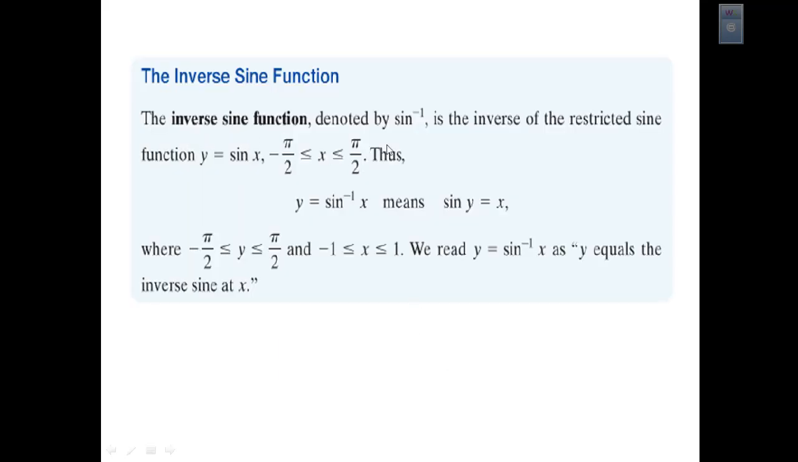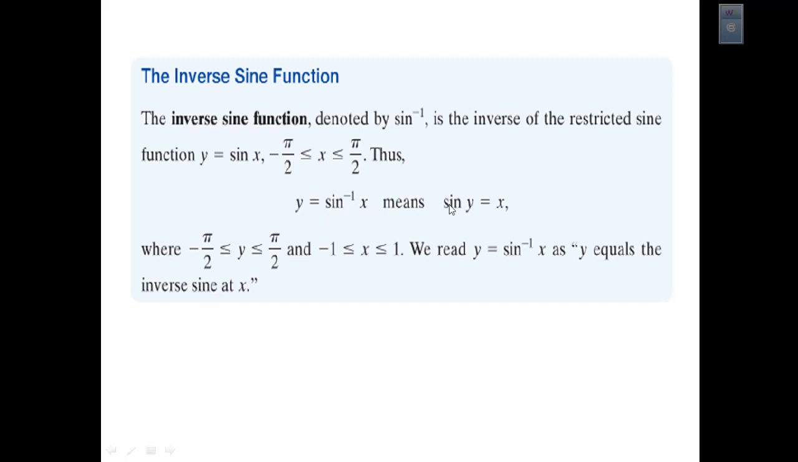So the inverse sine function, denoted by sine to the negative 1, is the inverse of the restricted sine function y equals sine x, as long as that x is limited to the domain of negative pi over 2 to pi over 2. Thus, y equals inverse sine of x means sine of y equals x. That's just flipping the x and the y there.